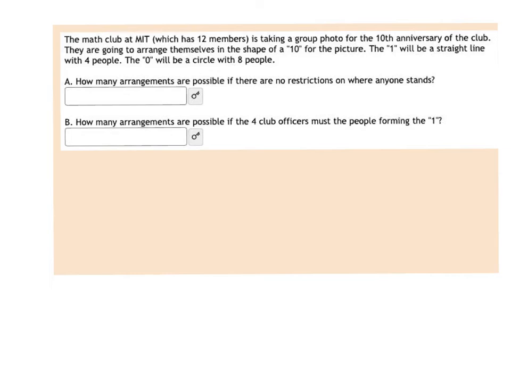Mr. Geisler here, and we're going to take a look at number 11. It says the math club at MIT, which has 12 members, is taking a group photo for the 10th anniversary of the club. They're going to arrange themselves in the shape of a 10 for the picture.